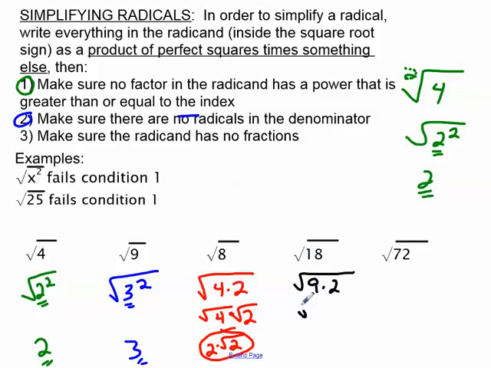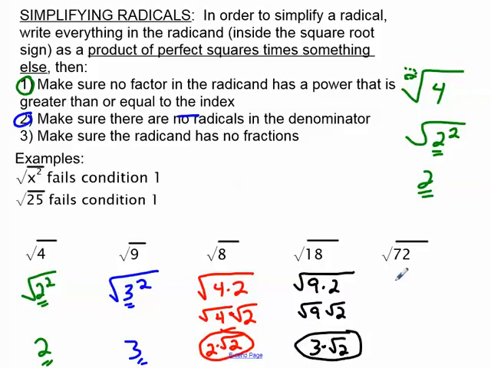Square root of 9 gets its own house. Square root of 2 gets its own house using the multiplication property of radicals. Square root of 9 is, we can go the long way over here, but we can also say that that's just 3 outside the house times square root of 2. And done. Over here, square root of 72.